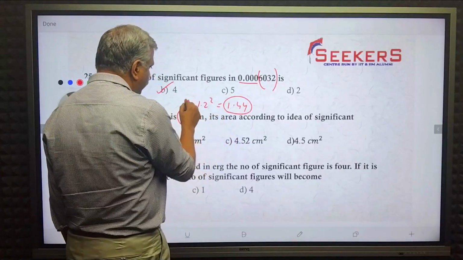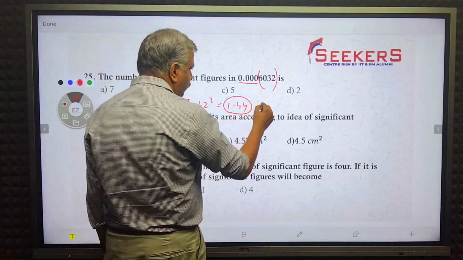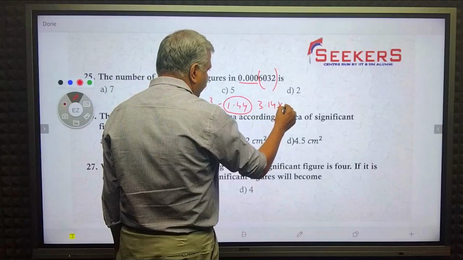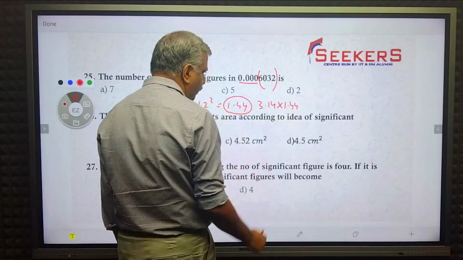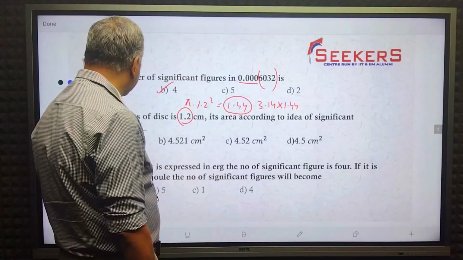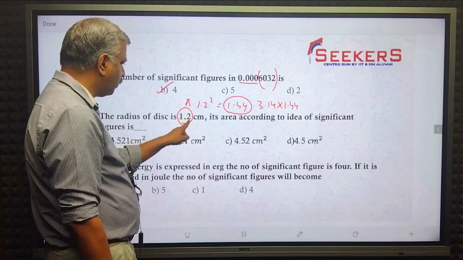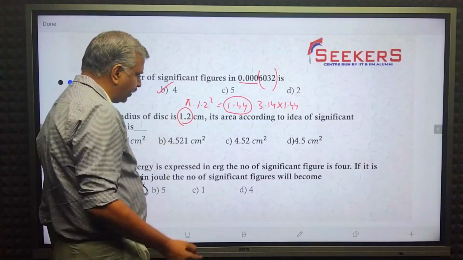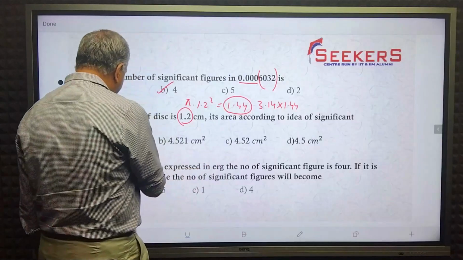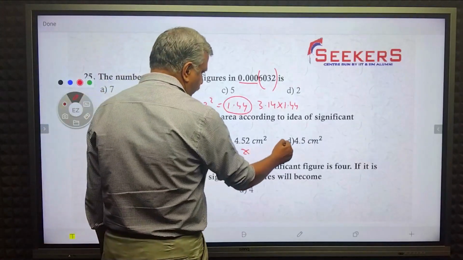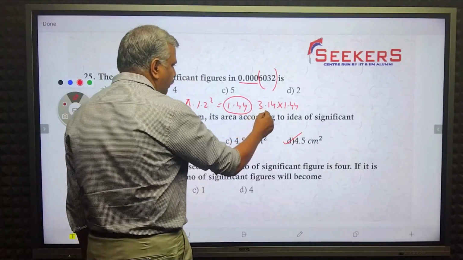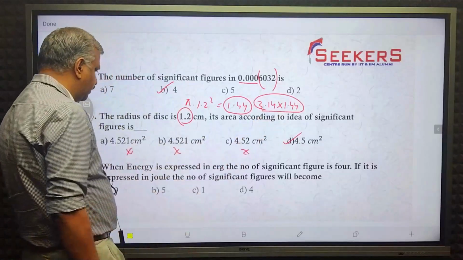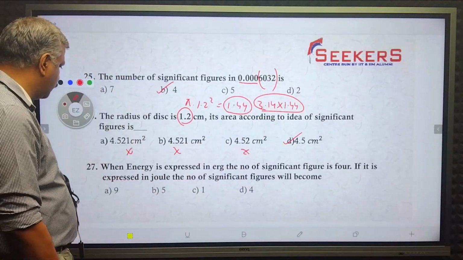So it is pi r squared. So pi, there is no error in pi, so it is going to be 3.14 into 1.44. So if I multiply these numbers, I will get the correct answer. But anyway, because it is 1.2, the answer has to be to 1 decimal. So the answer has to be 1 decimal or 2 significant figures. Don't waste your time trying to multiply these numbers. Always look at options before you work.